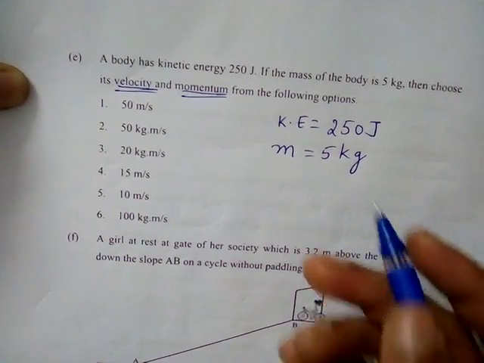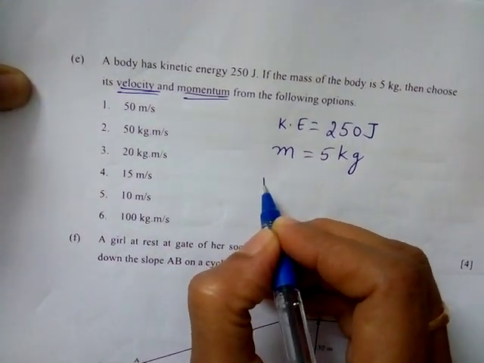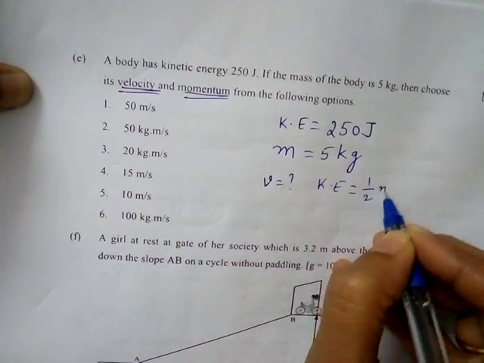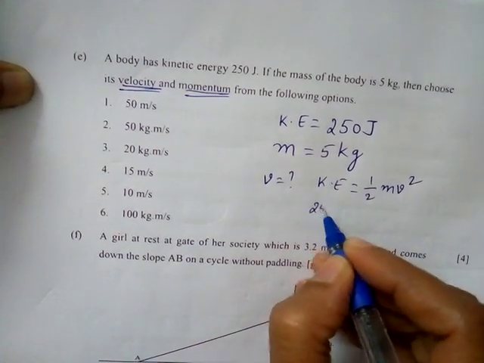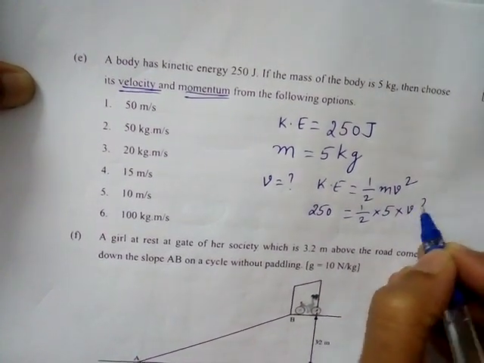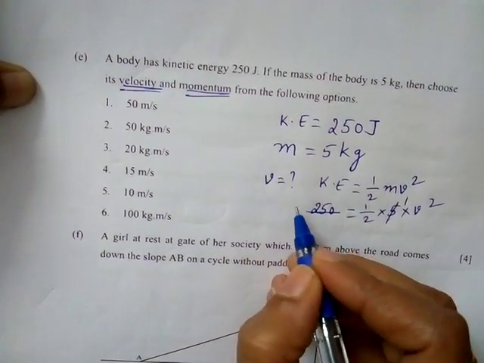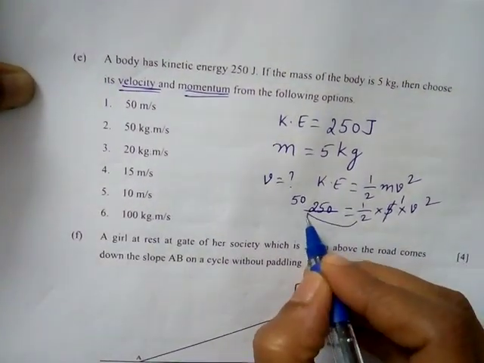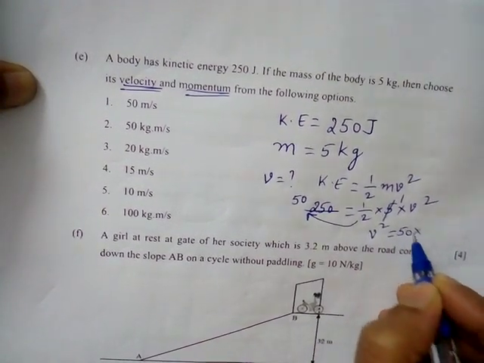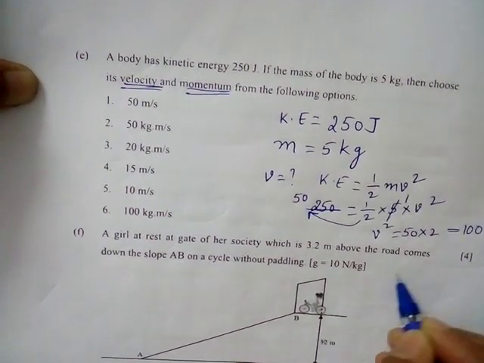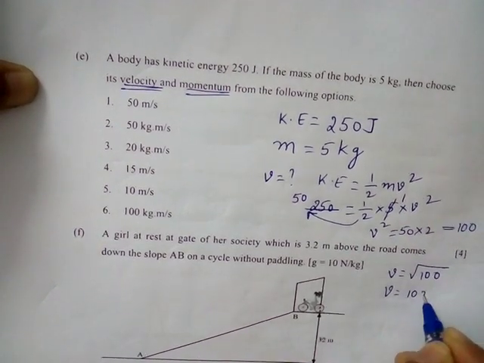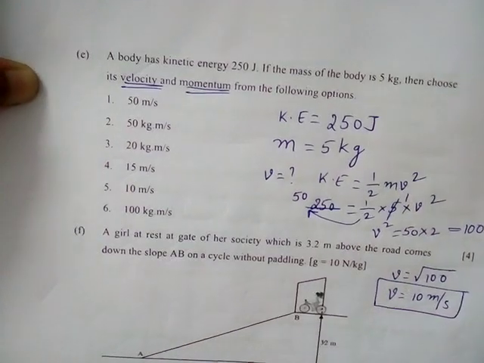Directly you have a formula for this. First, the velocity formula. How do you find velocity? Take the kinetic energy formula, KE is equal to half mv square. Substitute kinetic energy 250, half m is 5 into v square. So 5 ones are 5 and 5 fives are 25, 50. Then this 2 will go here. It is in division, it will go for multiplication. So v square will be equal to 50 into 2, which is equal to 100. So v will be equal to under root 100. So v is equal to 10 meter per second. So velocity value is 10 meter per second.